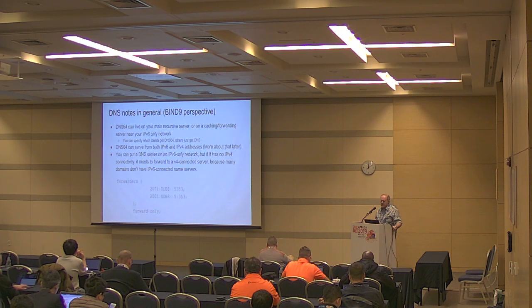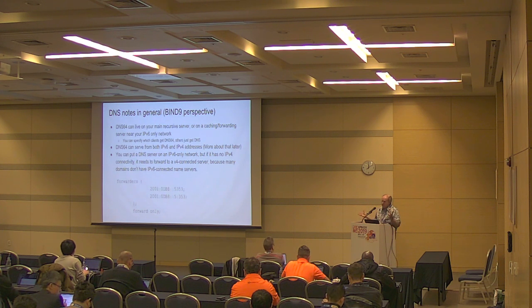You can put a DNS server on a V6-only network, but if it has no V4 connectivity, it needs to forward to a V4-connected server, because there are many domains, believe it or not, that still don't do V6 connectivity on their name servers. So I learned that the hard way. I was happily building V6-only networks, and I built a new one where the name server was entirely V6 connected, and it couldn't reach most things. But with the forwarder, that stands at the bottom of the slide, it became whole again.